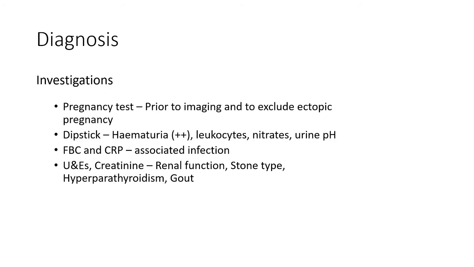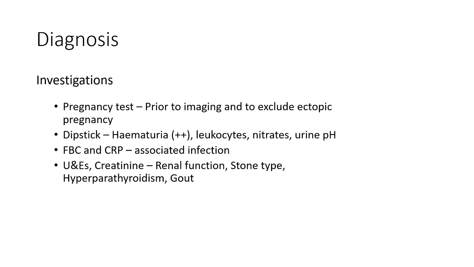Investigations can help identify the type of stone and to exclude sepsis. A pregnancy test is required for all young females. This is important because of the exposure to radiation from imaging and also to exclude any ectopic pregnancy masked as a kidney stone. A urinary dipstick can help identify any non-visible hematuria and also to measure the urine pH.